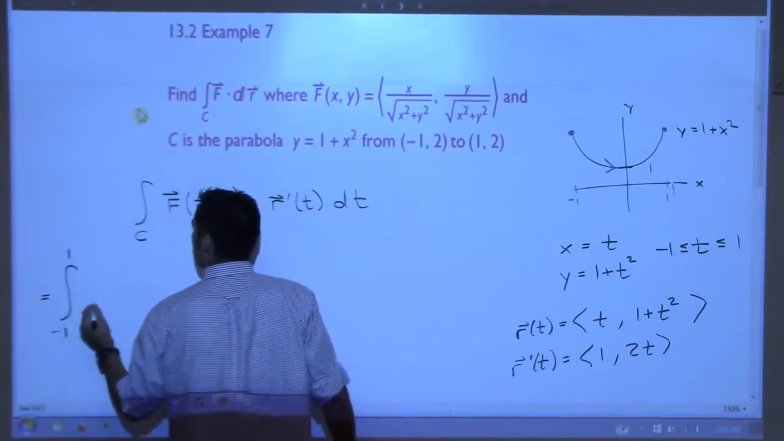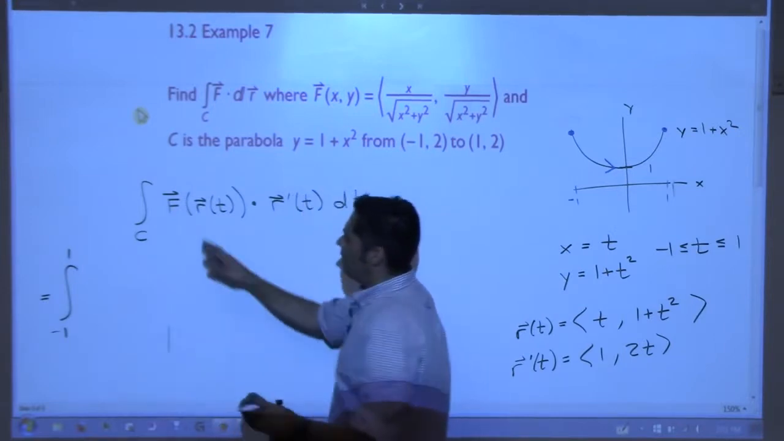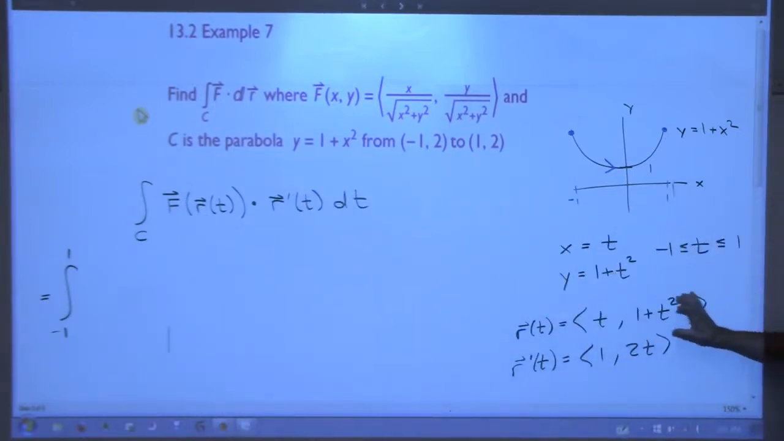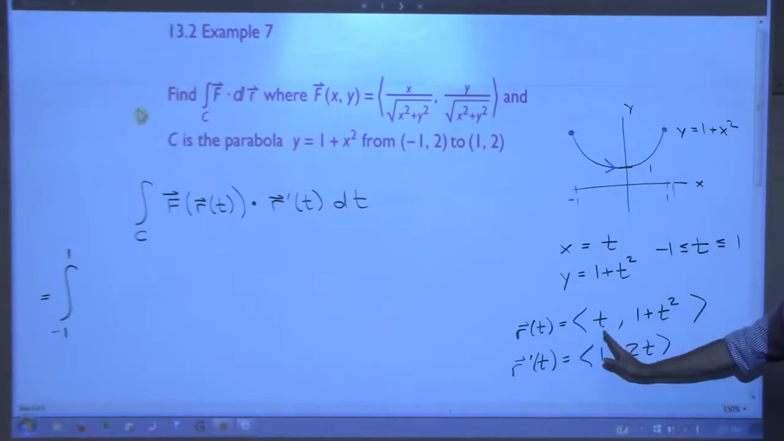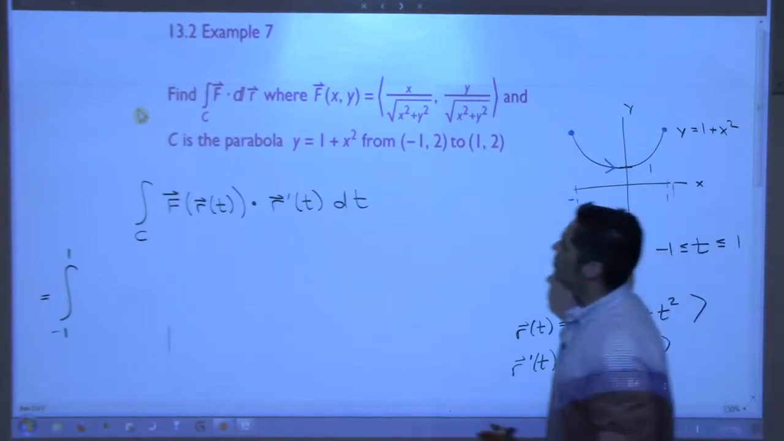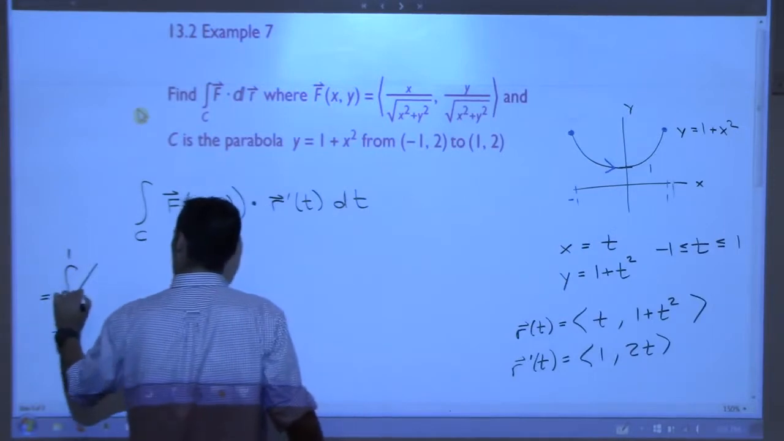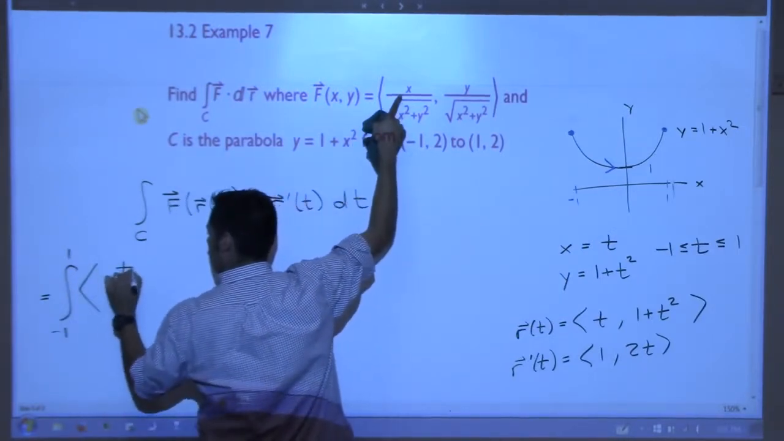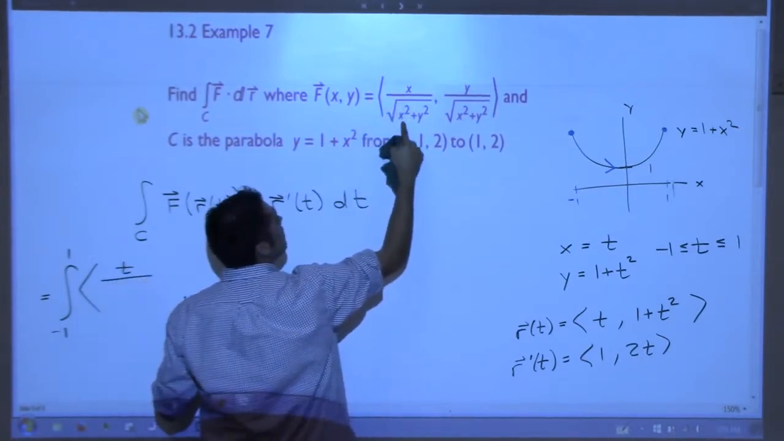-1 to 1 of the field evaluated on the curve, which means I need to take my curve components, replace the x in my field with t, replace my y with 1 plus t squared into the field. Leave it as a vector, though, right? So this will become x, which is t, over this.